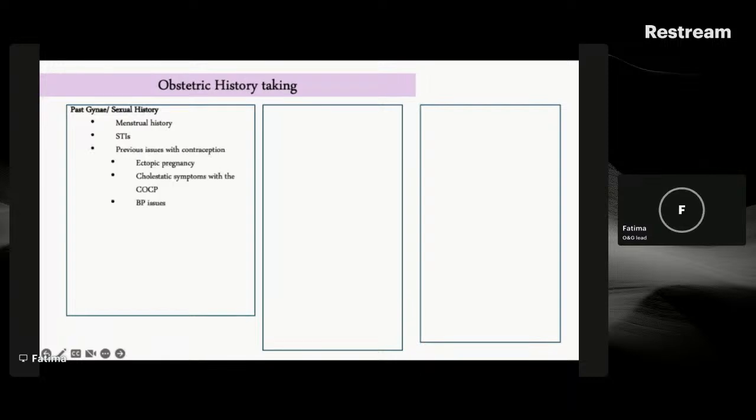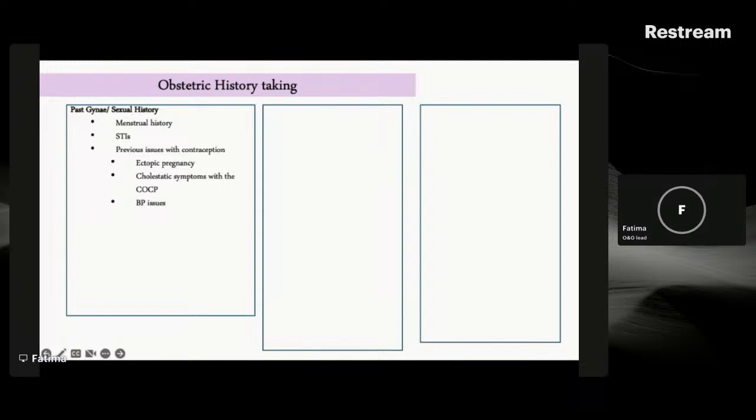Has she had a history of any STIs? Any previous issues with contraceptives as well? For example, has she had an ectopic pregnancy before? Has she had cholestatic symptoms with the combined oral contraceptive pill before? Because if estrogen in her system through a pill has caused cholestatic symptoms, then in pregnancy, when hormones are increased, she could be more prone or at risk of cholestatic symptoms.